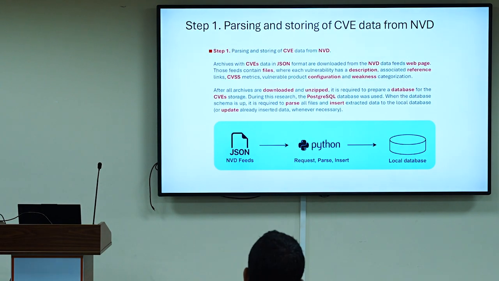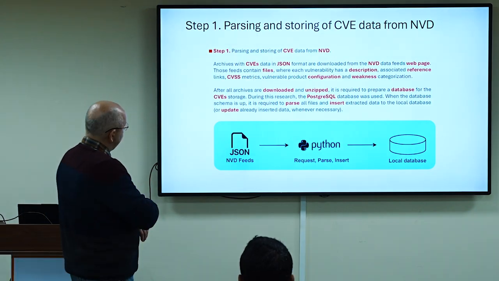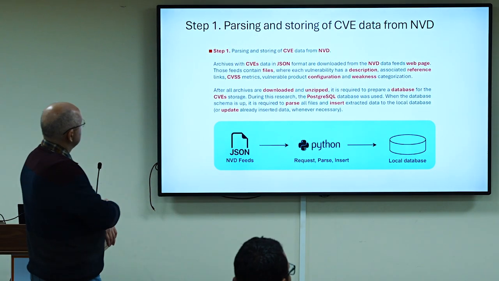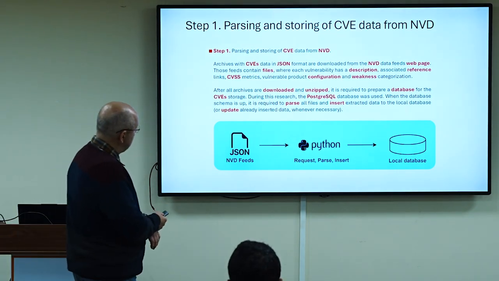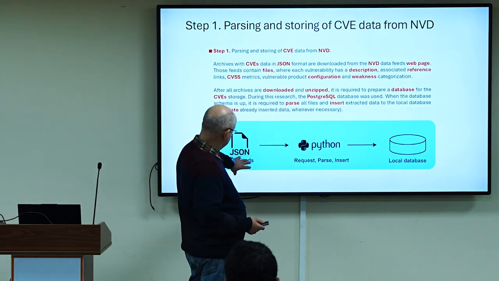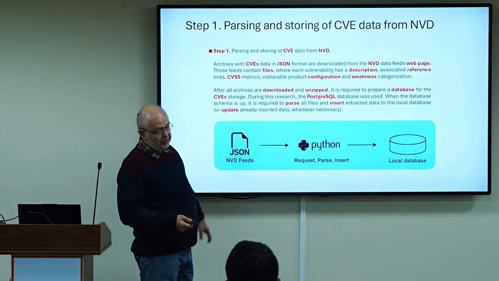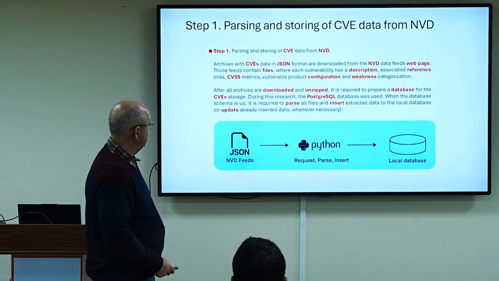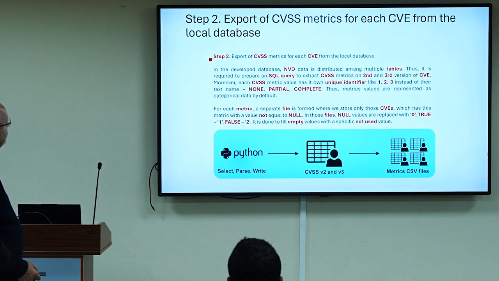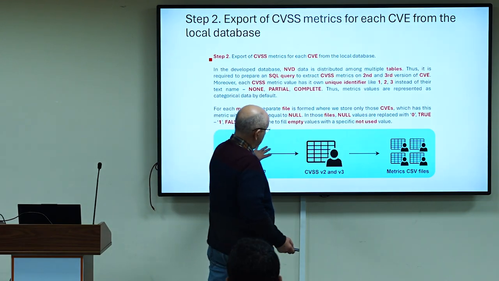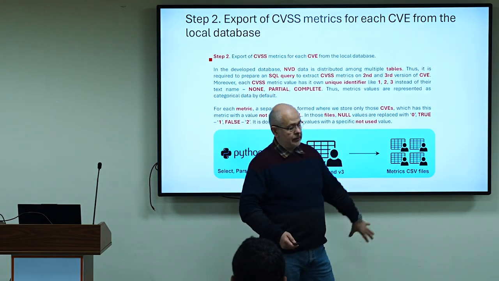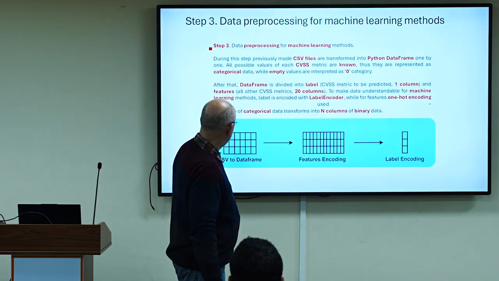And our steps, which we are fulfilling: first we need to upload the system from the NVD, parse it, and store it in the database. Of course, we need these JSON structures. You will play with that. Then we need to export the CVSS metrics for each from the local database. So from these two, we have these files here.